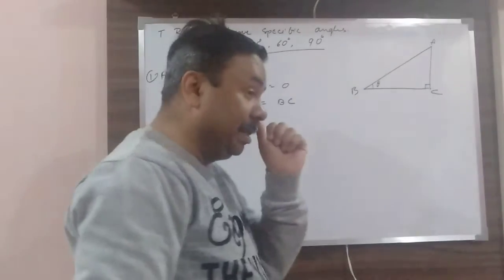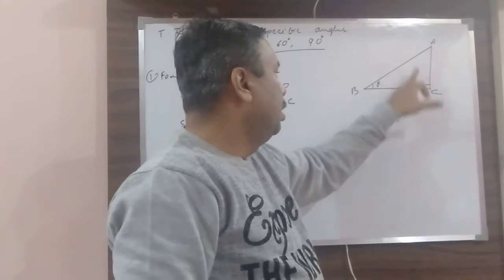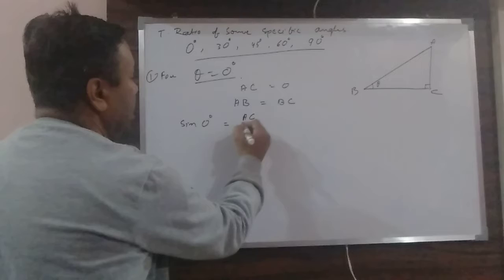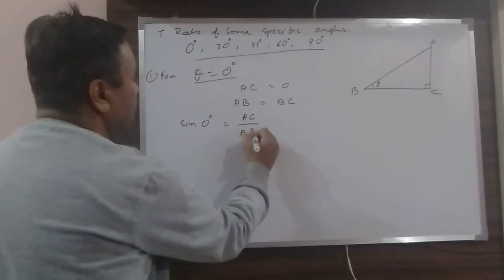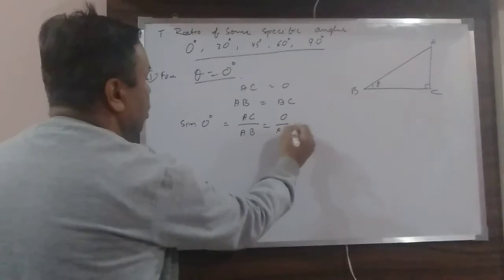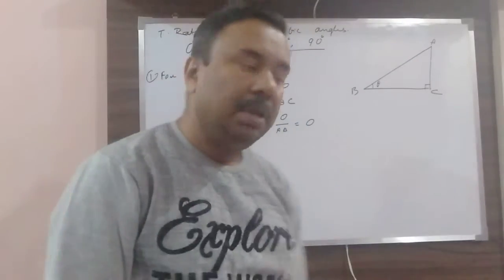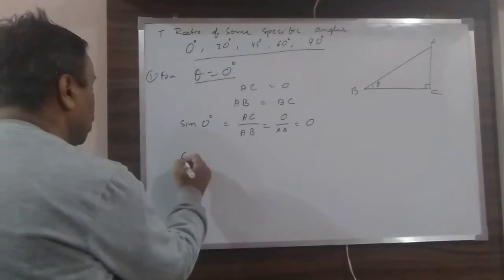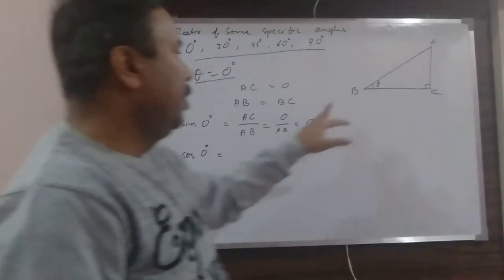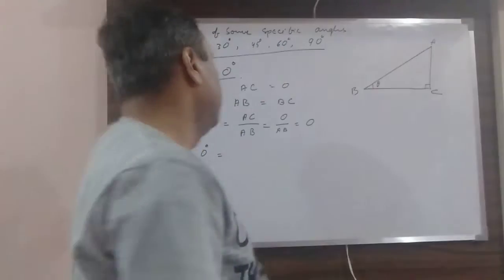Sine 0 degree, as I said, is opposite side divided by hypotenuse. Opposite side is what? AC, and hypotenuse is AB. AC is 0 over AB, so its value will be 0. Similarly, cos 0 degree will be BC, that is adjacent side, by hypotenuse.